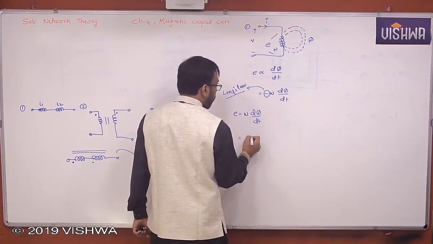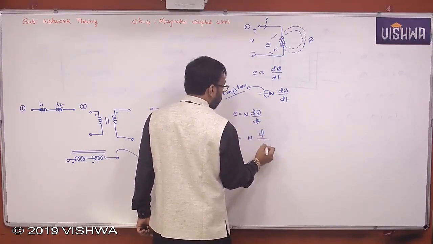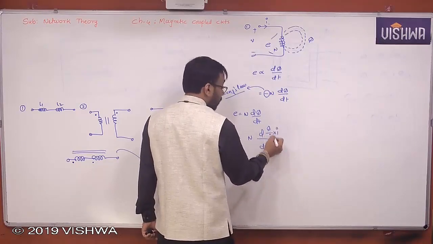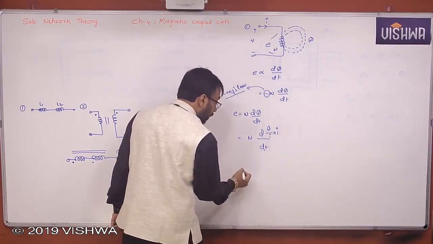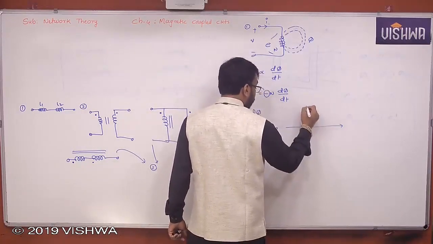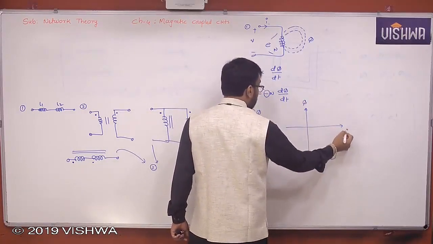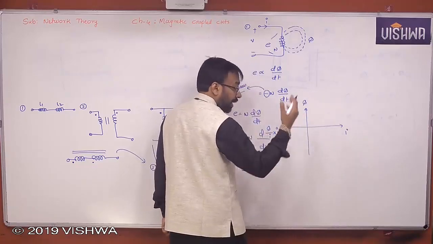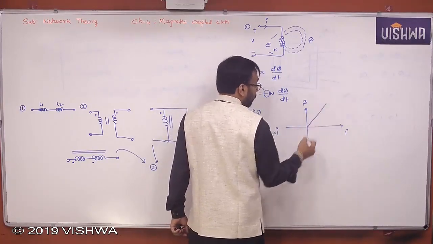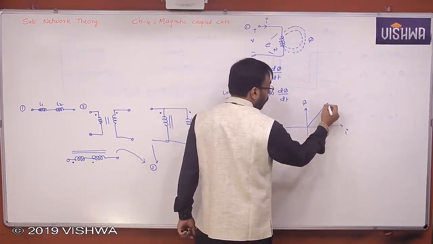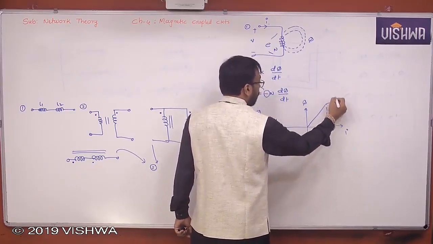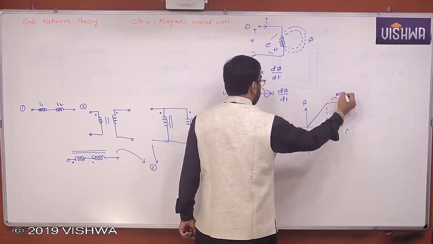Now, E is equal to N d phi by dt. You know that N into d by dt of phi by I into I can be written. Yes or no, all of you? But you also know that if you take the relation between the flux and current, once the current is increasing through the coil, then the flux will also increase linearly up to a certain point, and after that it will reach a saturation. This is called magnetic saturation.